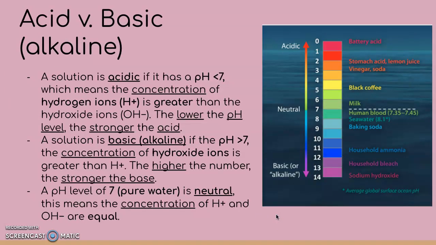A solution is acidic if it has a pH level less than 7. That just means the concentration of hydrogen ions is greater than the hydroxide ions. So just remember, the lower the pH level, the stronger the acid will be.